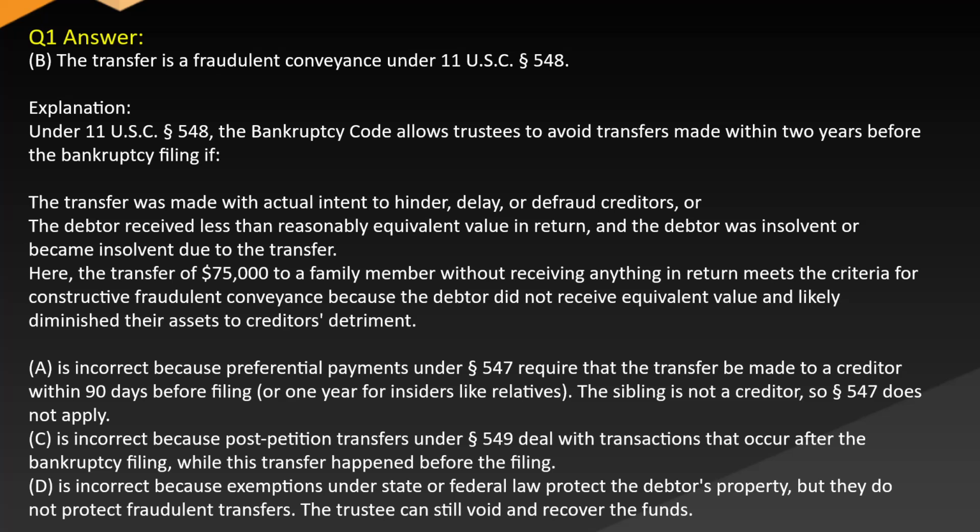C is incorrect because post-petition transfers under § 549 deal with transactions that occur after the bankruptcy filing, while this transfer happened before the filing. D is incorrect because exemptions under state or federal law protect the debtor's property, but they do not protect fraudulent transfers. The trustee can still void and recover the funds.